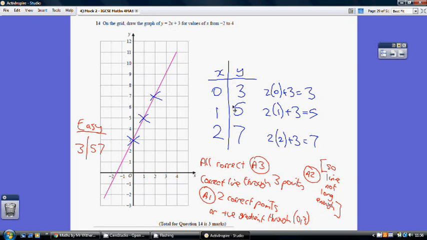So our second coordinate is 1, 5, and then a third one for luck. Substitute 2 into the formula. 2 2s are 4, 4 add 3 is 7, so we get the coordinate 2, 7. They are on a straight line, so I now draw in my straight line, but just be careful, make sure your straight line goes beyond the specific coordinates that you've worked out. Make sure it goes all the way from x being -2 to +4. So the graph has got to stretch all the way from -2 to +4.